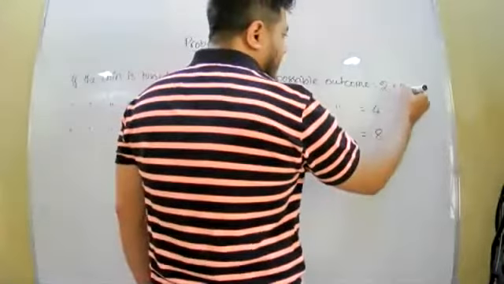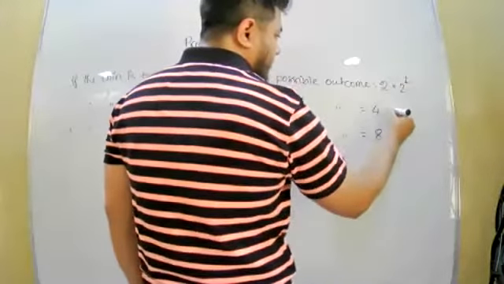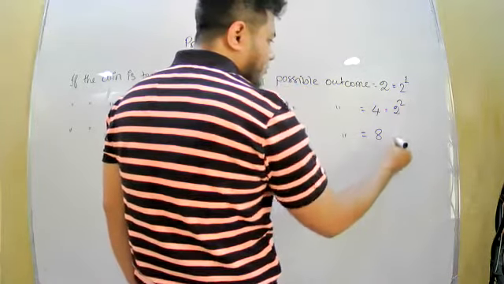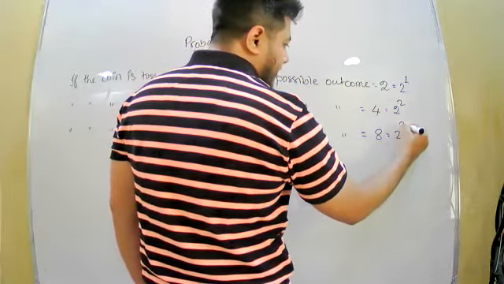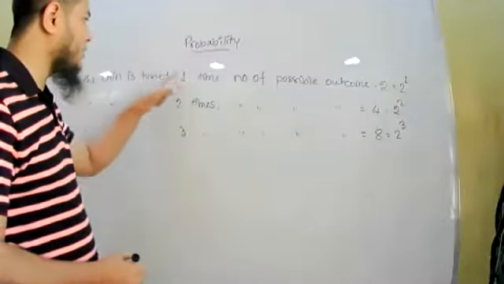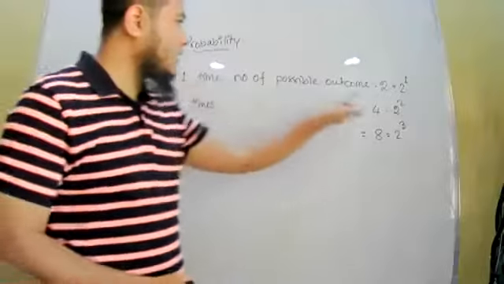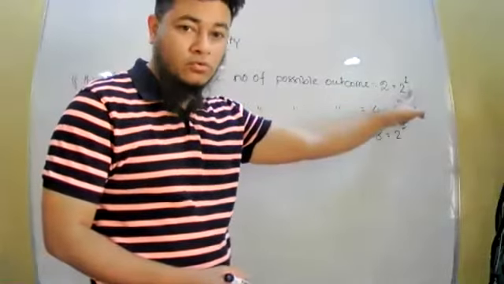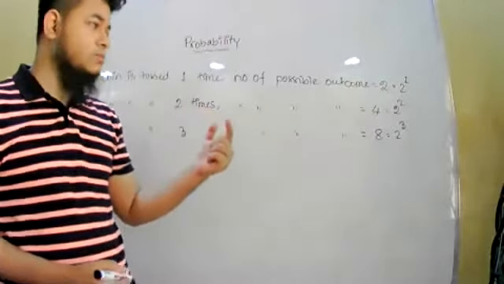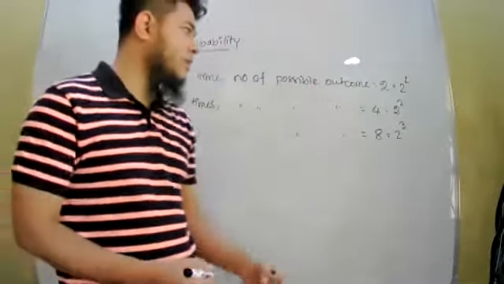If I want, I can write it as 2 to the power 1. 4 can be written as 2 to the power 2, and 8 can be written as 2 to the power 3. So how many times you are tossing the coin, that one can be written as the power of 2. That will give you the number of possible outcomes.